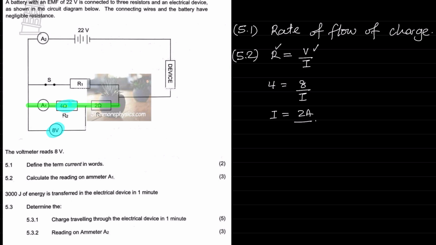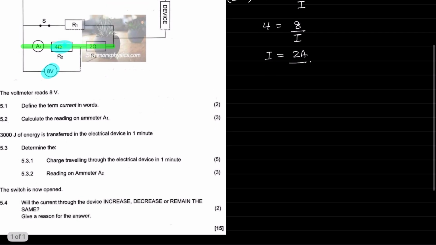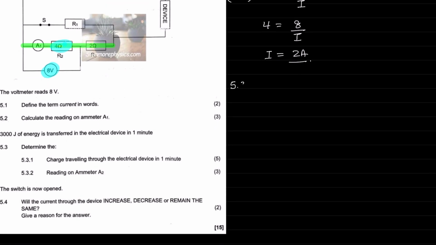Next question says 3000 joules of energy is transferred in the electrical device in 1 minute. Determine the charge traveling through the electrical device in 1 minute. Now to calculate the charge, remember charge is Q. So we want the Q value. To calculate the Q value, we can use the equation V is equal to W over Q. We've been given the W value of 3000. We want the Q value, but we don't yet know the V value. So it must mean we can work it out somehow.